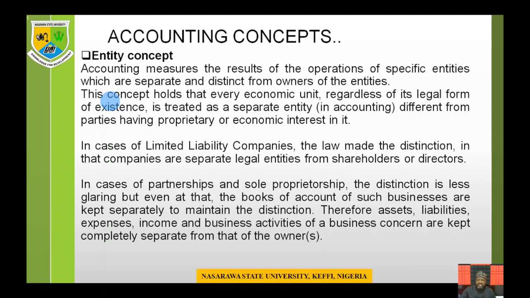In the case of limited liability companies, the law made the distinction. It is so clear in that companies are regarded as separate legal entities different from shareholders or directors of such companies. In the case of partnerships and sole proprietorship, the distinction is less glaring, in the sense that the line is very thin. It is a bit difficult to separate between the owner and the business. But even at that, the books of account of such businesses are normally kept separately to maintain that distinction. Therefore, in accounting we keep the assets, liabilities, expenses, income and business activities of a business concern different from that of the owners of the business.